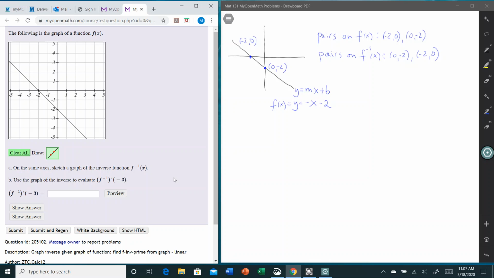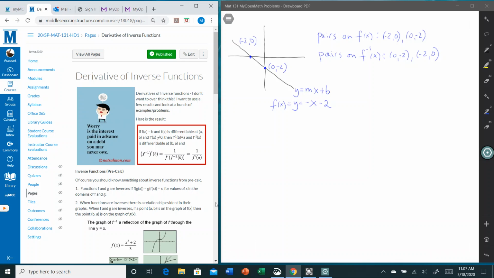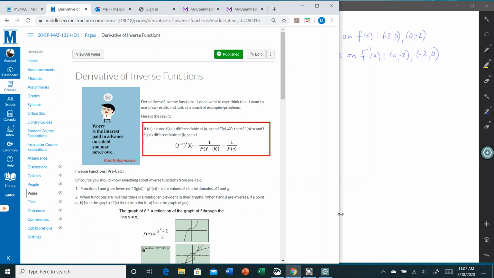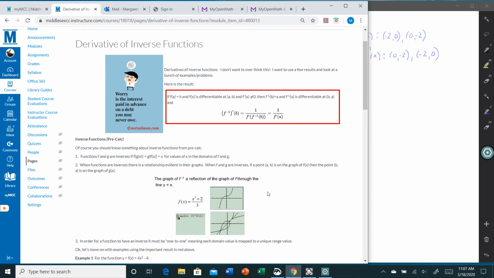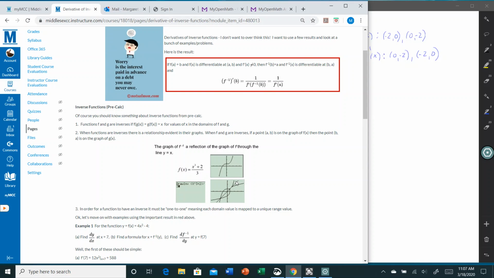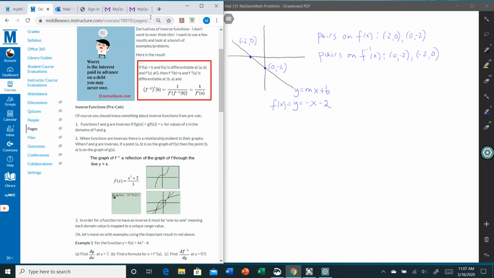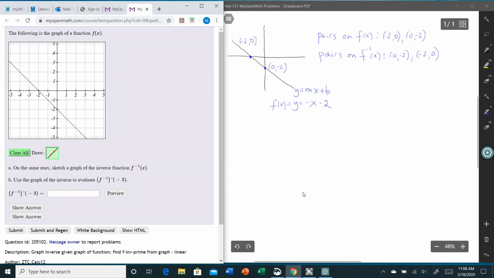Okay, so the thing to realize about this is the relationship here that's relevant. If you have an ordered pair on the graph, say with coordinates a, b, then on the graph of f inverse, you're going to have the pair b, a. In other words, they're going to switch, and that makes sense because it's an inverse function.